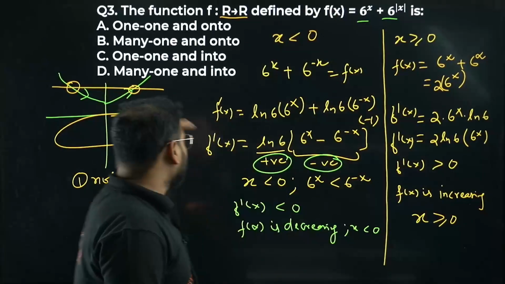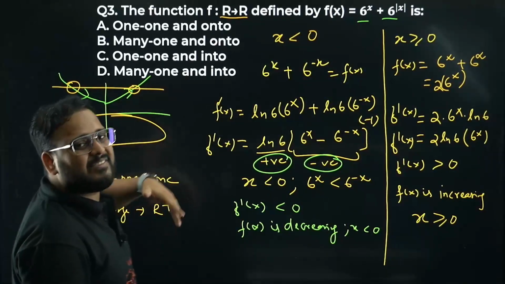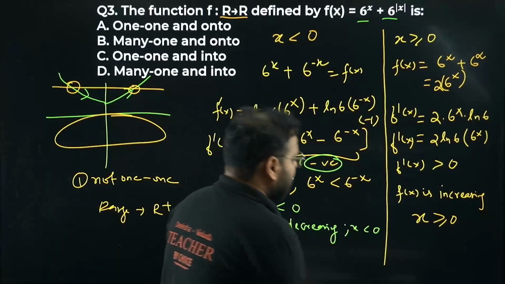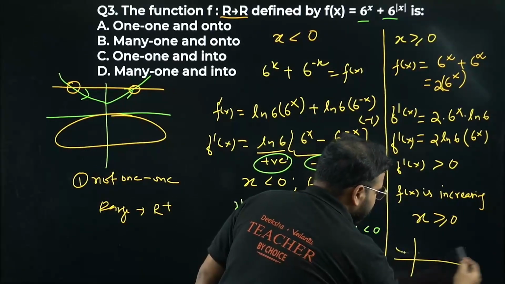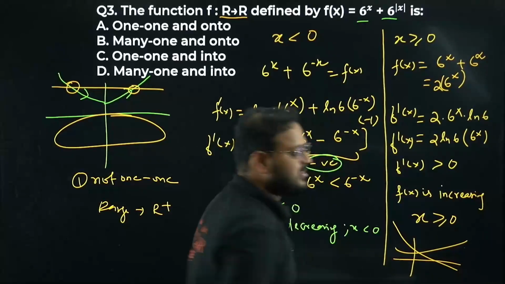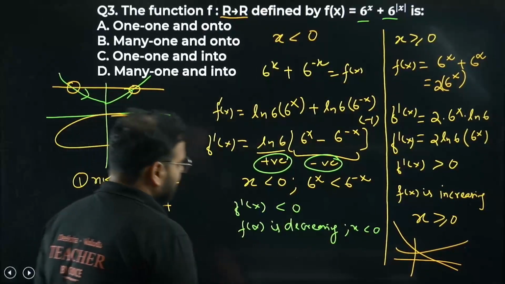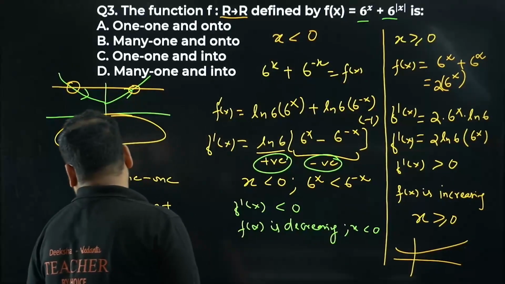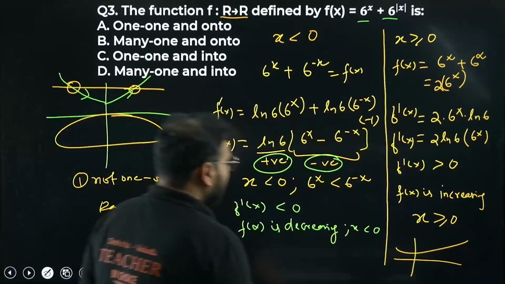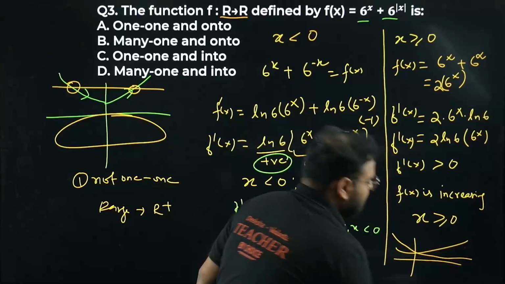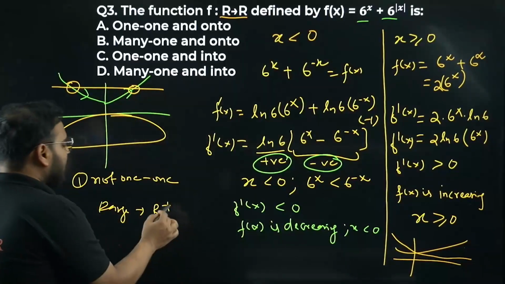An exponential function never comes below the x-axis. Never it comes. What is the graph of an exponential function? Like this. Remember, this is the graph. Either this or this. Not below 0, of course. It will always be above the x-axis like this. So never below 0. It means only R plus is there.